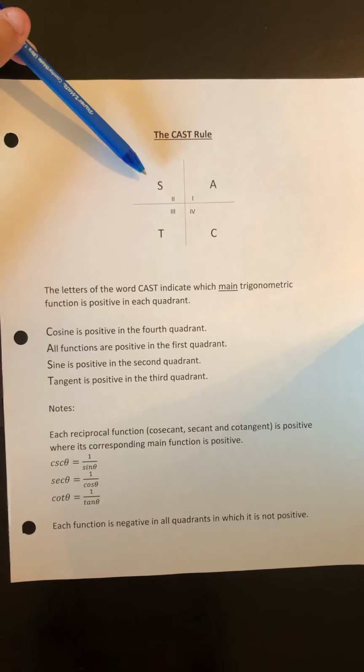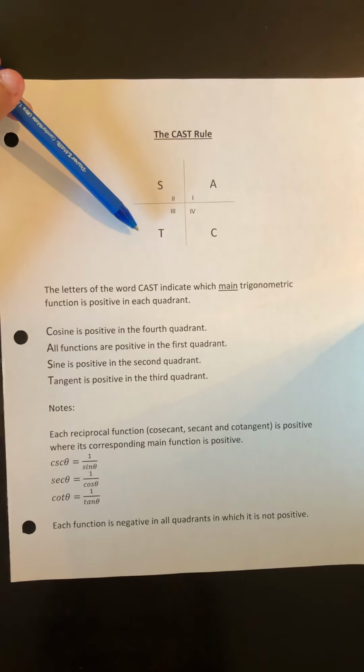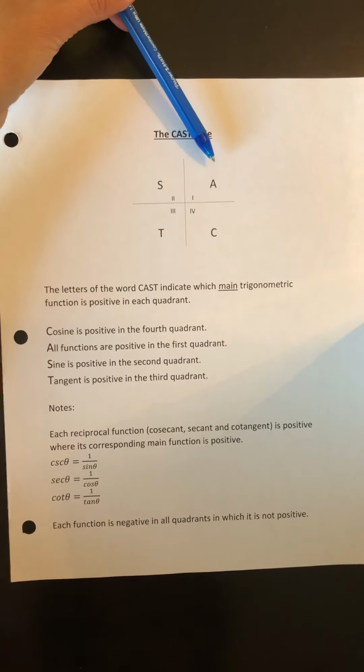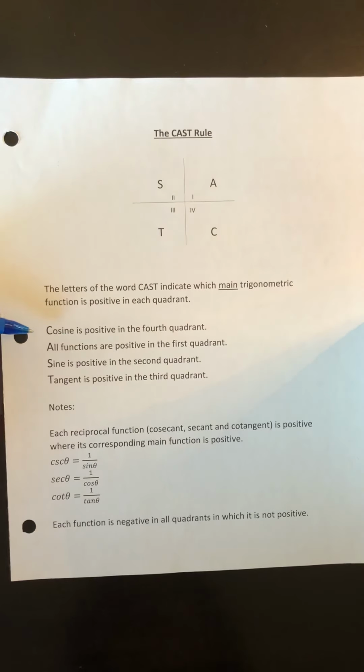Right here in quadrant 2, we have the S. This means that sine is positive in quadrant 2. In quadrant 3, we have the letter T. This means tangent is positive in quadrant 3. And the last one is the A in quadrant 1. The A stands for all, so all of the trigonometric functions are positive here. What I've just said is written here for you as well.